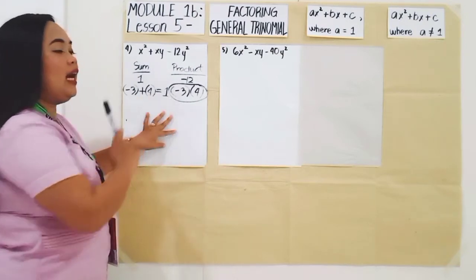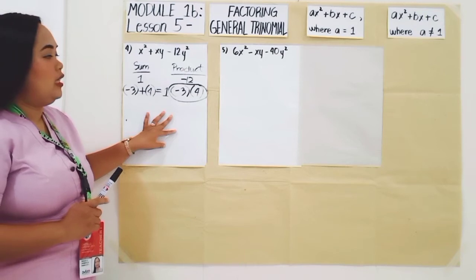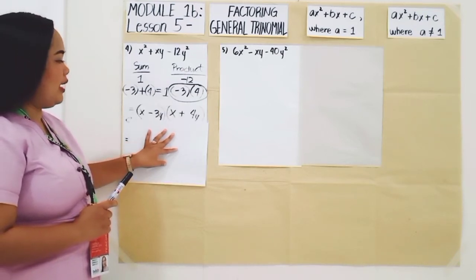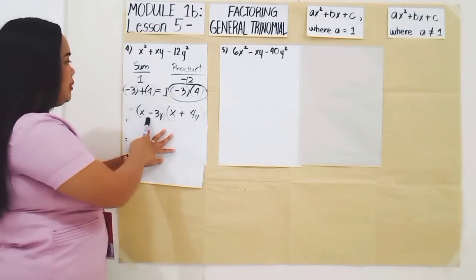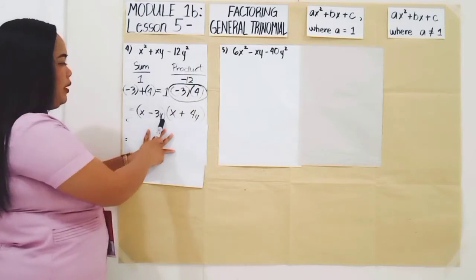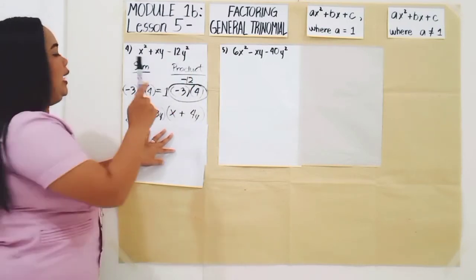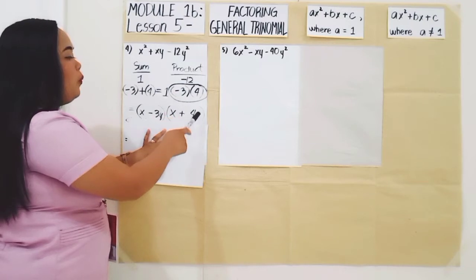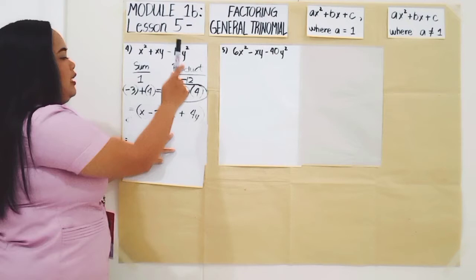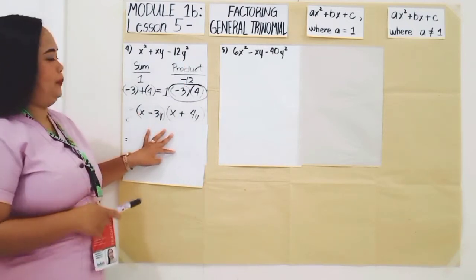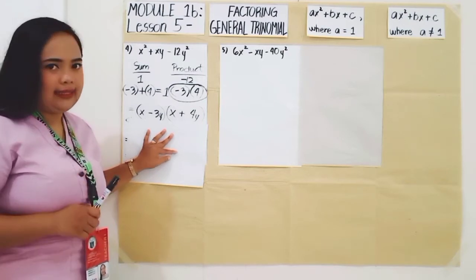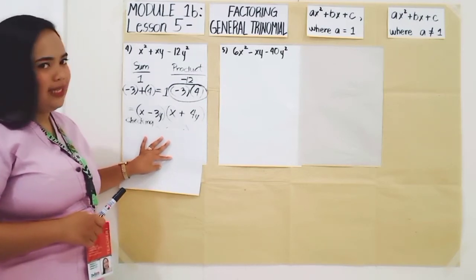And then use our factors, -3 and 4. So that will give us x minus 3y, because we have a variable y here, so you copy the same variable. And x plus 4y. Here, our factor is 4, and then put a variable y. Let's see if these factors are correct by checking.